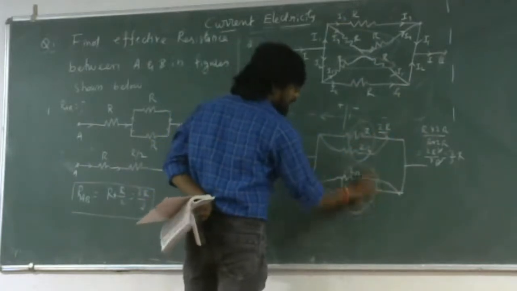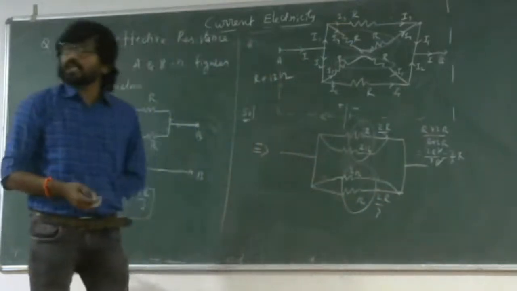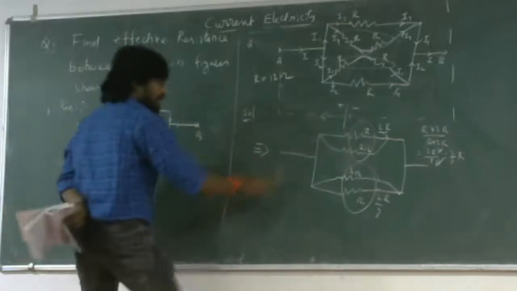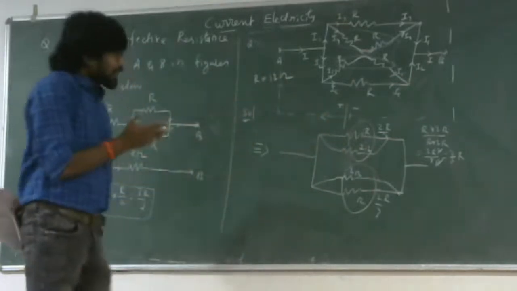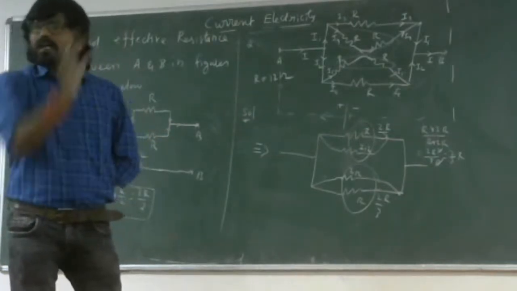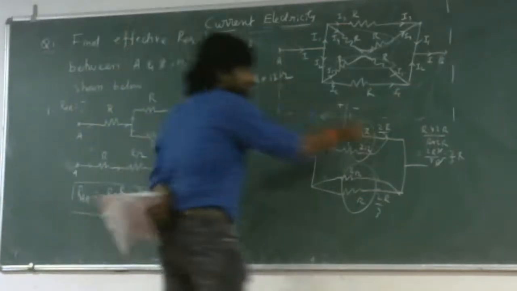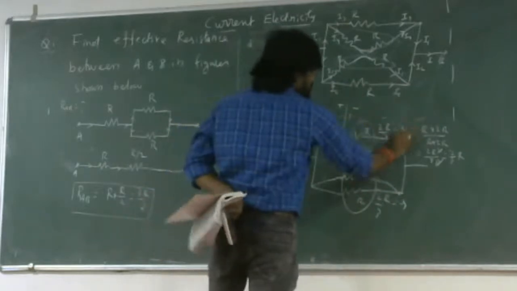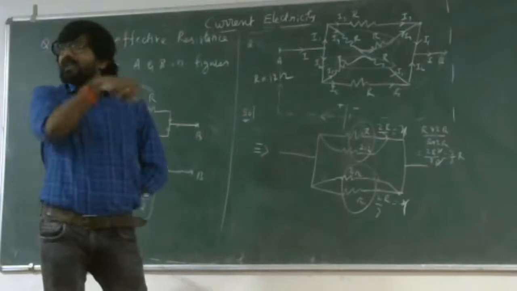This also will be 2R by 3. These are in parallel again. So R1 is 2R by 3 and R2 is also 2R by 3. So they are identical resistors. Call the small r, or I can take it as some x, this also some x. In parallel, x by 2 is the effective resistance.